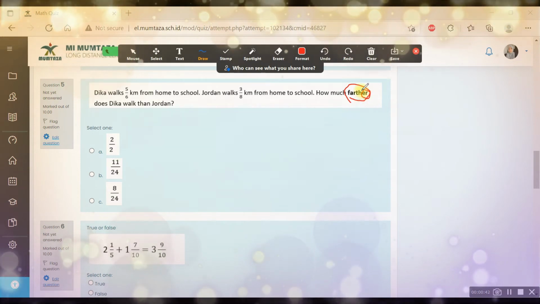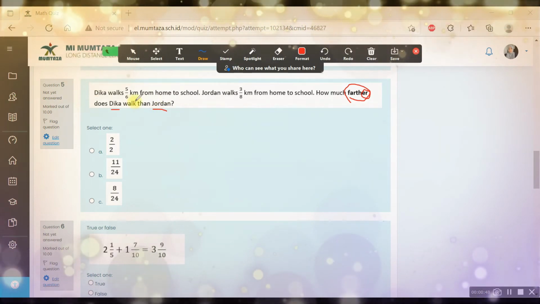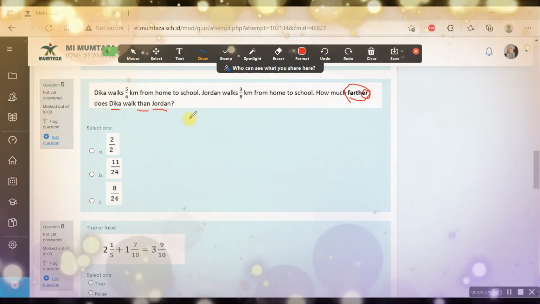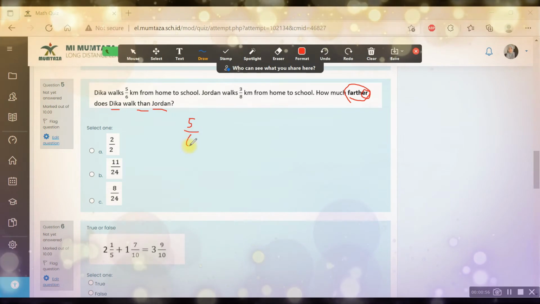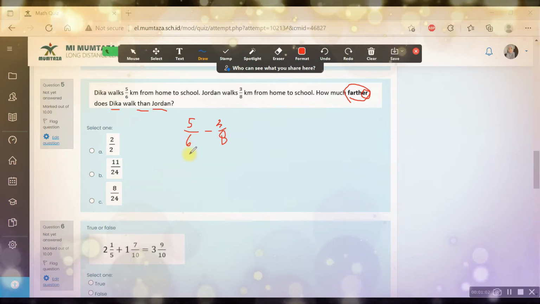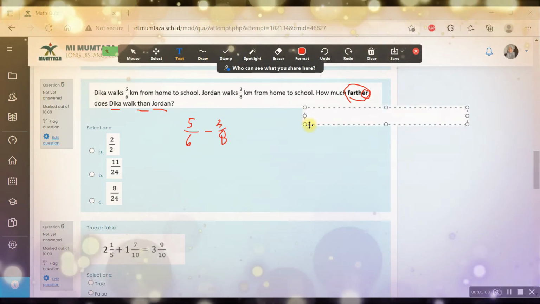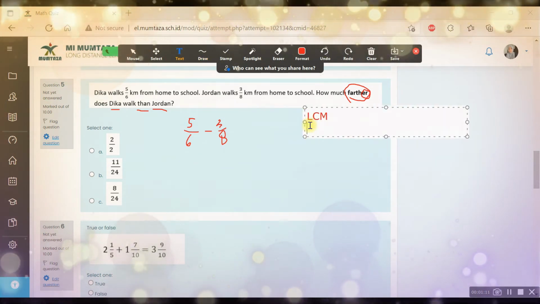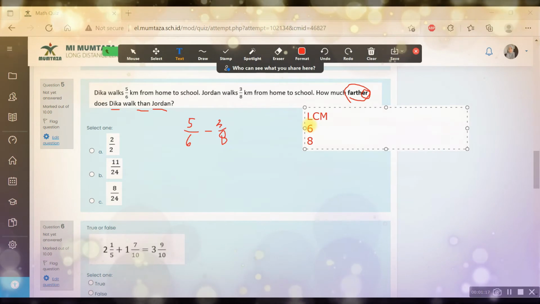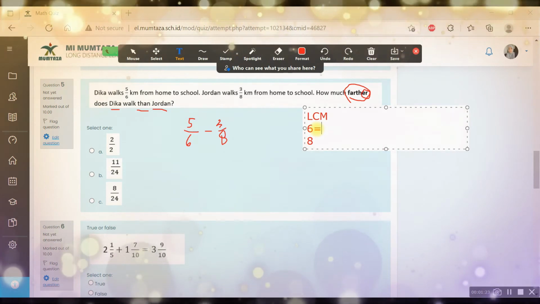So we subtract Dika minus Jordan. Farther than, this is the keyword of subtraction. Dika minus Jordan: 5/6 minus 3/8. Because these are unlike fractions, we must find the LCM of 6 and 8. First, the multiples of 6.